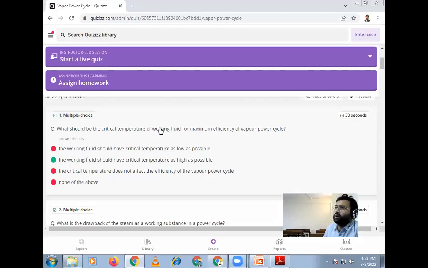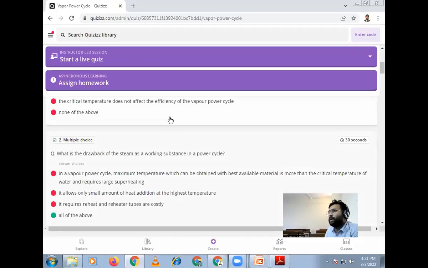So there are boilers which work on critical pressure. The critical pressure of water is 22.6 megapascal. So there are supercritical boilers which work about 25 megapascal. Then there are ultra supercritical boilers and advanced ultra supercritical boilers which work up to 30 megapascal. So as you increase the pressure, the efficiency will increase.